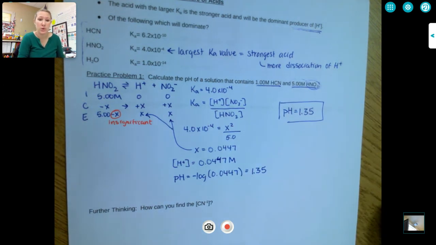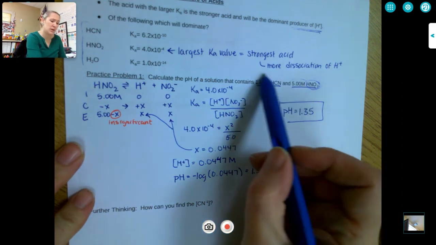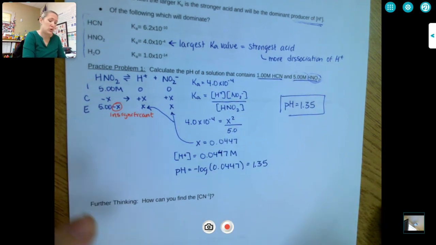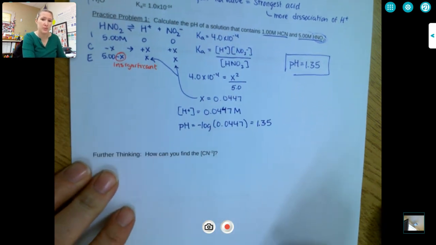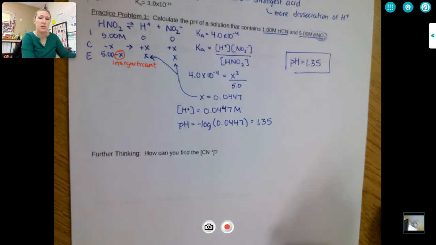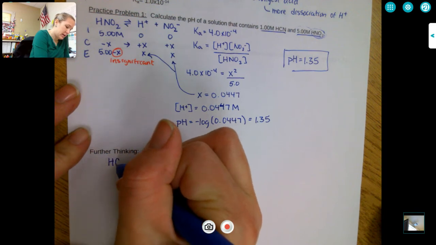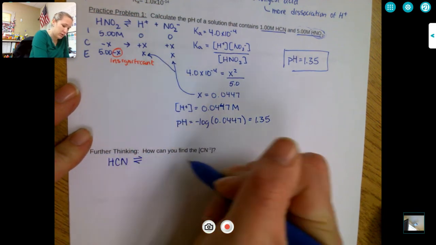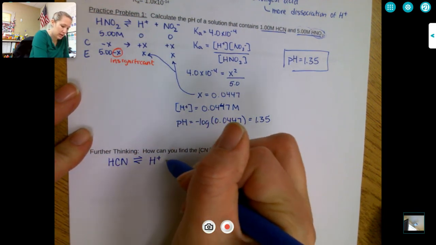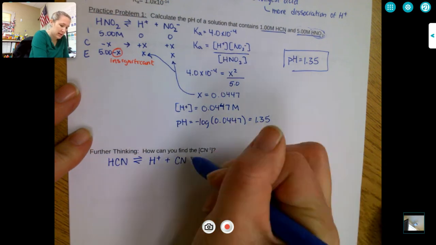But what if we were also asked to figure out the concentration of our cyanide ions, or the concentration of hydrogen ions contributed from our other acid? We would treat this like a common ion problem, just like we've done in our previous unit on equilibrium. So we've got our HCN also in solution, which breaks down into its hydrogen ions and our cyanide ions.